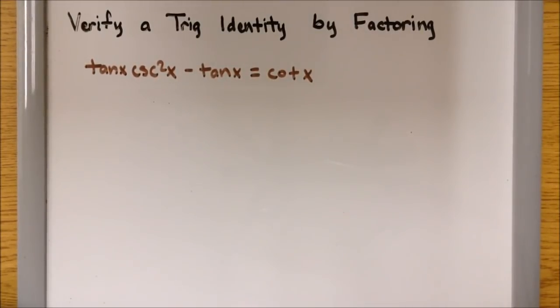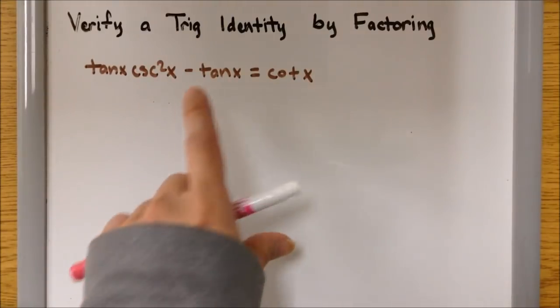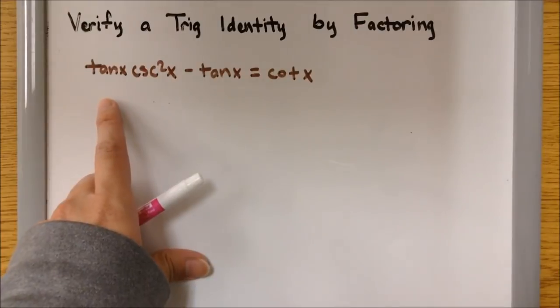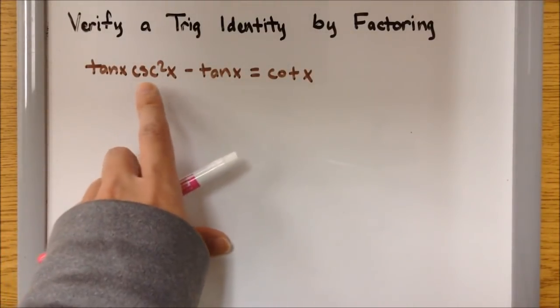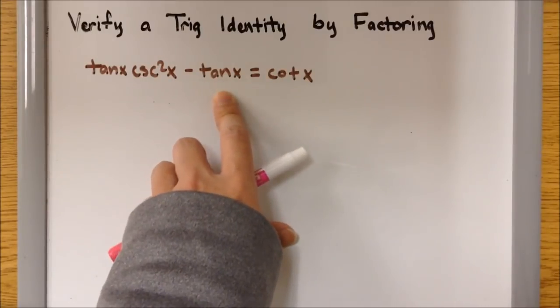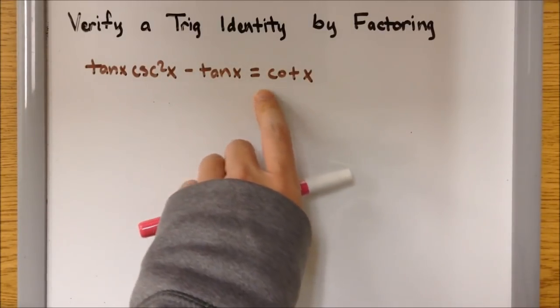What's going to be covered in this video is verifying a trigonometric identity by factoring. In our first example, we have tangent x times cosecant square of x minus tangent of x equal to cotangent of x.